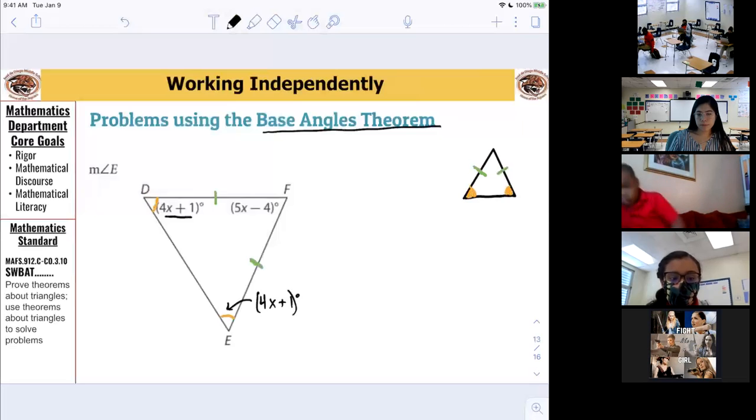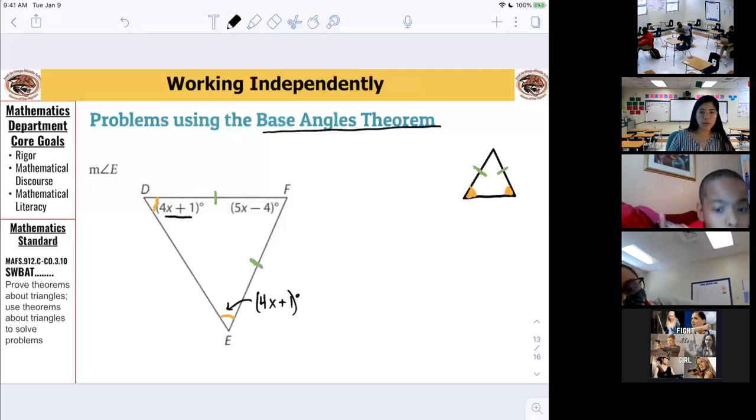Set up an equation. So what type of equation? 4x plus 1 equals 5x minus 4. But those are not equal, Tyrone. We already went over that. Those are not equal to each other.